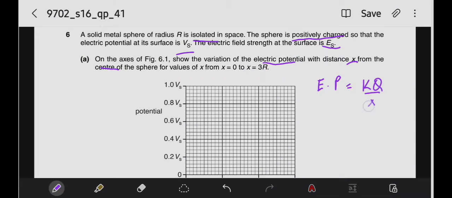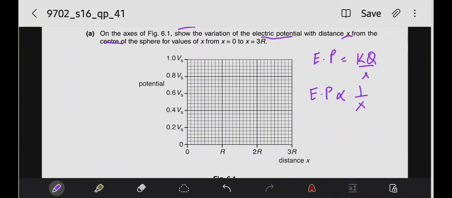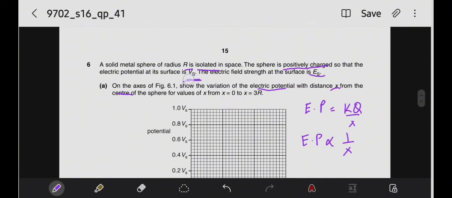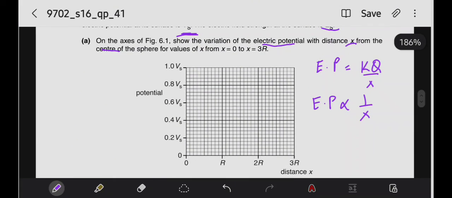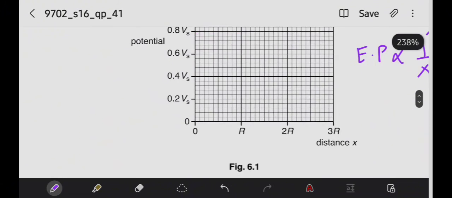kq over x. So we know that electric potential is inversely proportional to x. We also know that the electric potential inside a metal sphere is constant. So the radius is r. So inside would be from 0 to r, right, the distance. So it would be constant at Vs, right, till r. So till here is the r.